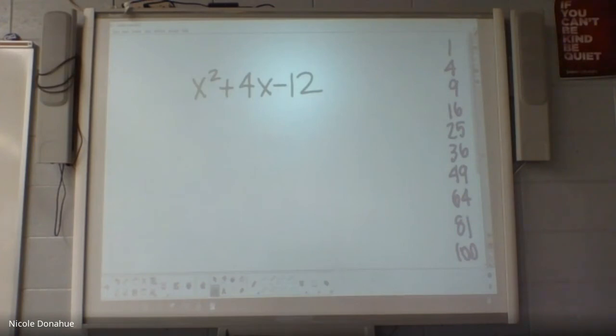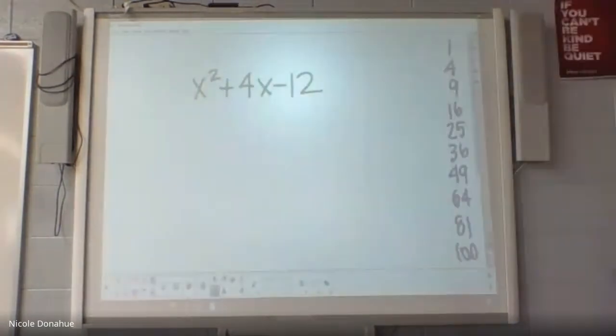Yes, when you add those numbers together, that will give you 1. 4 minus 3 gives you 1. So here's another set of factors. There you go. That makes sense. So it has to do both things.